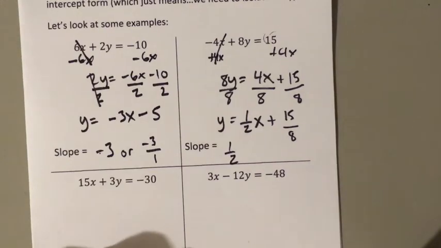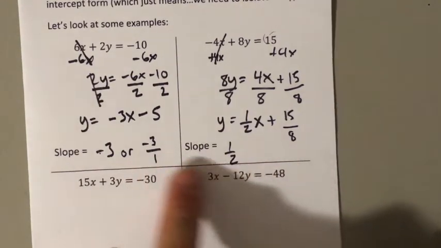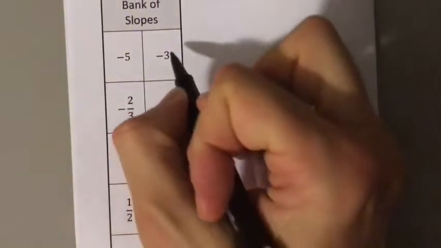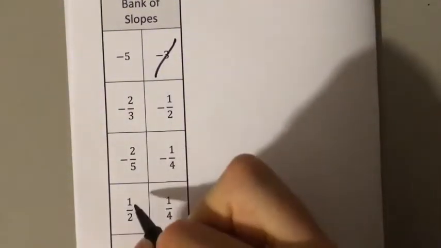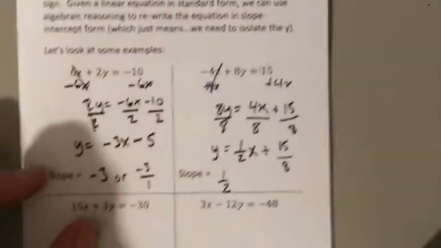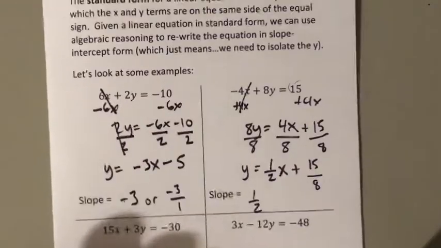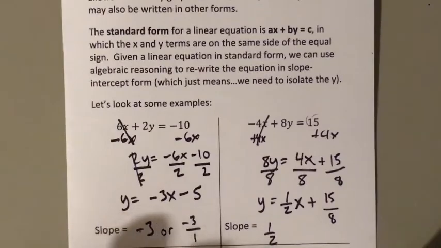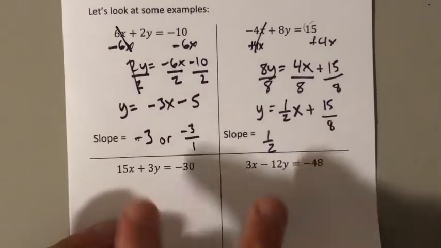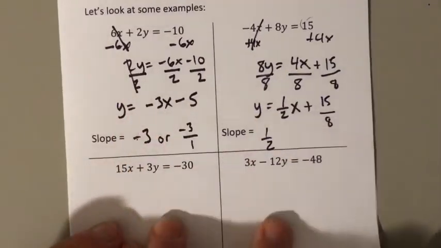So because I'm a great human, I did put these slopes on an answer bank. So that negative 3 and that 1/2 were both answers. That's just an easy way to check yourself. If you're getting the slopes right, you're doing great. These two below, if you can do these with me, you can definitely do these two.